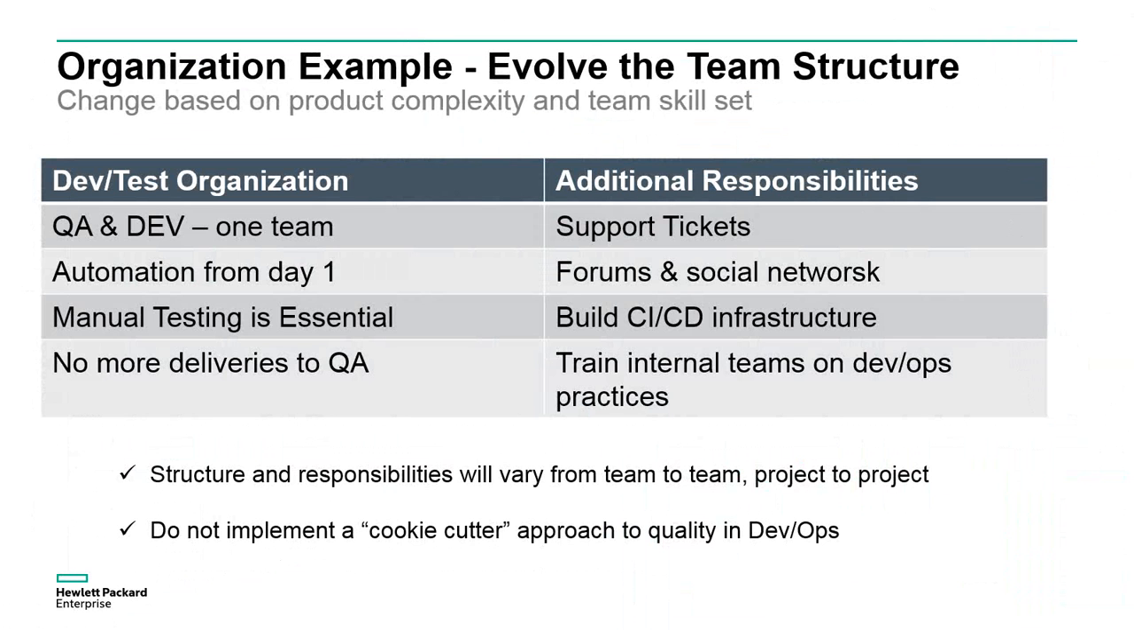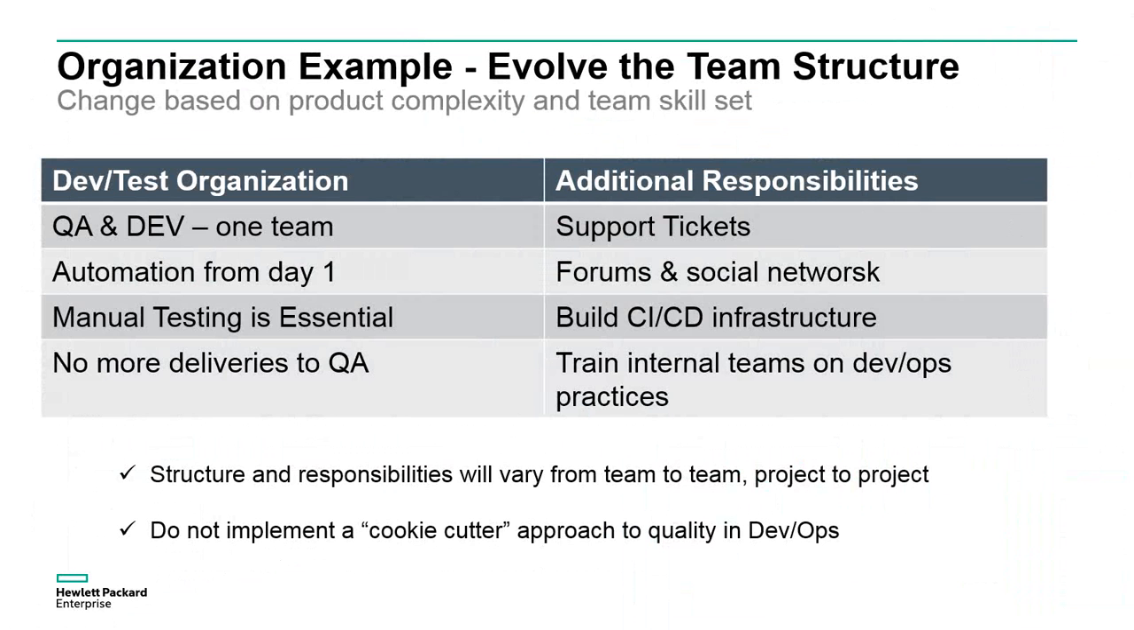We talked about user experience as well. That's very important when you're looking at this DevOps journey. And then, of course, no more deliveries to QA. These guys were embedded in the DevOps process as a separate dev test organization. So they were critical to the quality of an application.